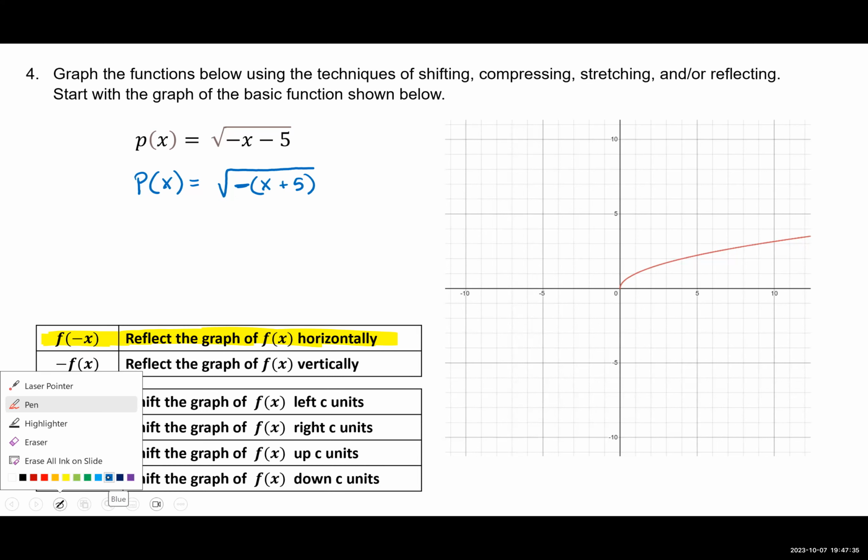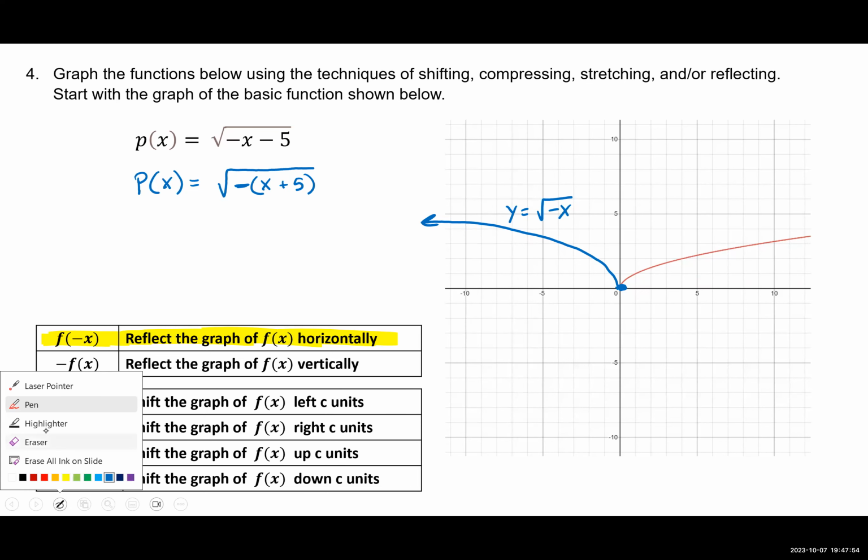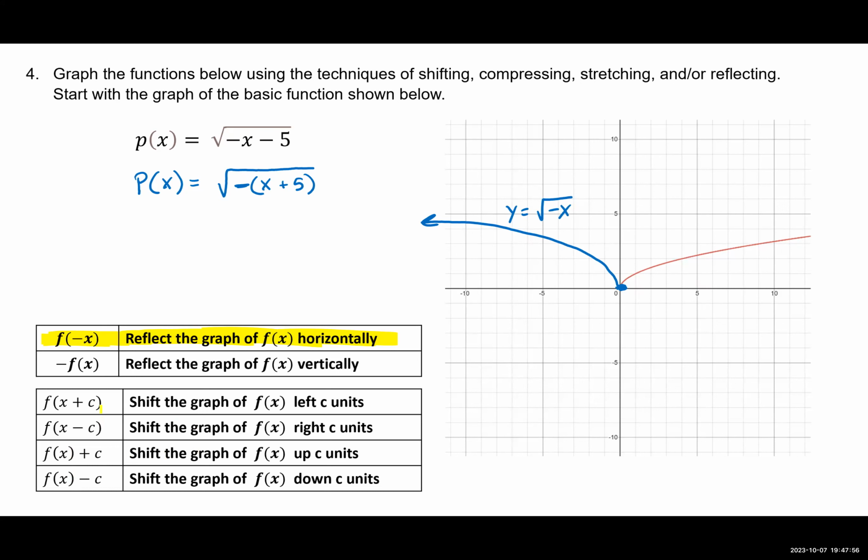So let me use blue on the graph. It'll take the graph and boom, now it's going that way. That's just the graph of y equals the square root of negative x. I haven't done the plus 5 yet. Now, the plus 5 is a plus on the inside, so that's a shift to the left.